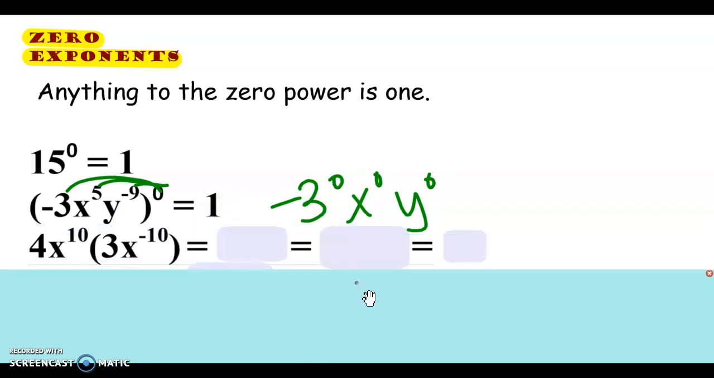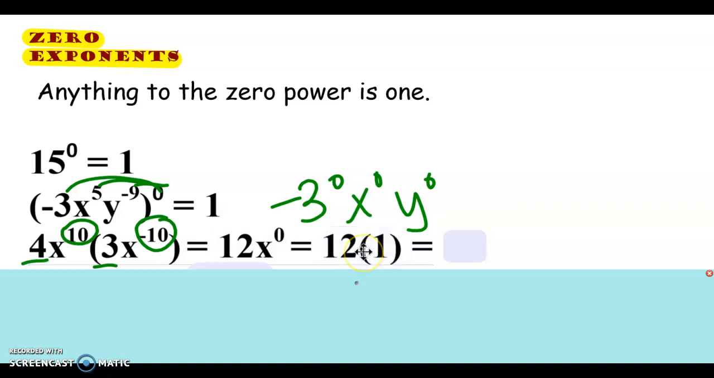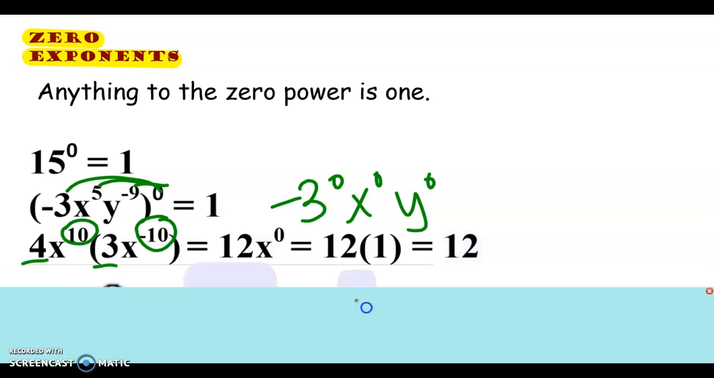This, I would have to multiply my numbers together. So I'm going to multiply my 4 times my 3, and I get 12. And then if I add these, 10 plus a negative 10 is 0. I'm going to get 12 times x to the 0. Well, x to the 0 is 1, which ends up being 12 times 1, and that's 12.